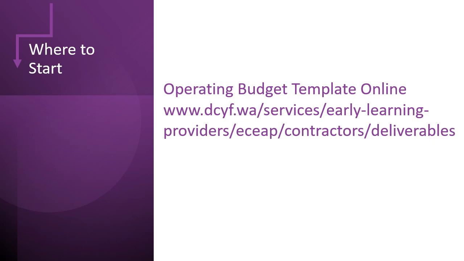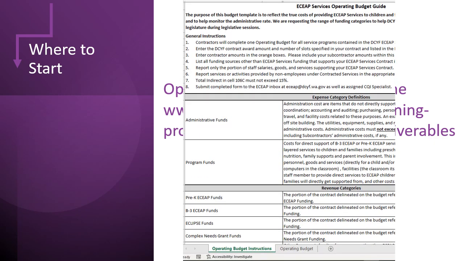When you open up the file, you will see two tabs at the very bottom of the worksheet. First thing you will want to do is click on the Operating Budget Instructions tab right here. Please read through this guide before attempting to complete the operating budget.